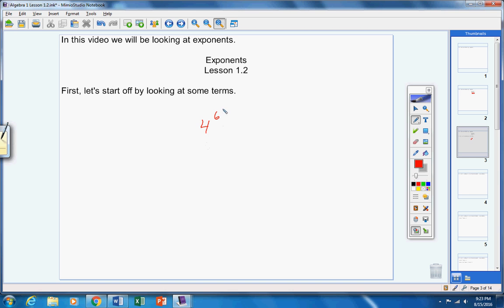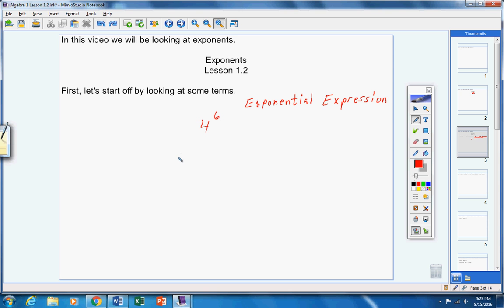Now, this entire expression altogether is called an exponential expression, okay? Now, I'm going to go kind of fast, but you can pause the video whenever you need to and get caught up, okay? So this is called an exponential expression, and make note of that in your notes. This entire thing is called an exponential expression.